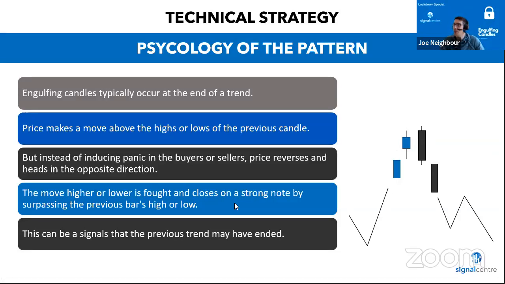The move higher or lower is fought. So often there's a bit of a battle going on here. So we're trying to push to new highs. When we're pushing to new highs, that might encourage breakout traders to try and get long. But at the same time, it might also be where sellers are positioning themselves to get short. So there's obviously a battle going on here. When you see these engulfings form, clearly one side is winning out. And in this instance, when we see reversals like this, it's the bears that have won out on this occasion, forcing price action lower. And as we say, this can be a signal that the previous trend may well have ended.